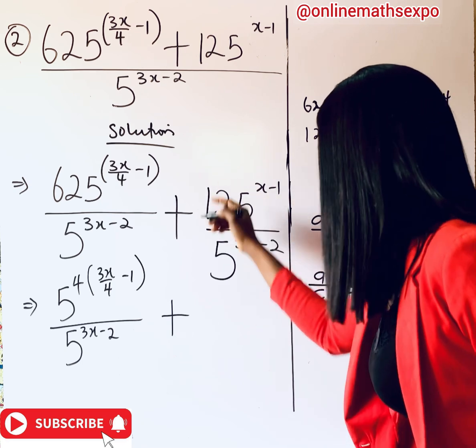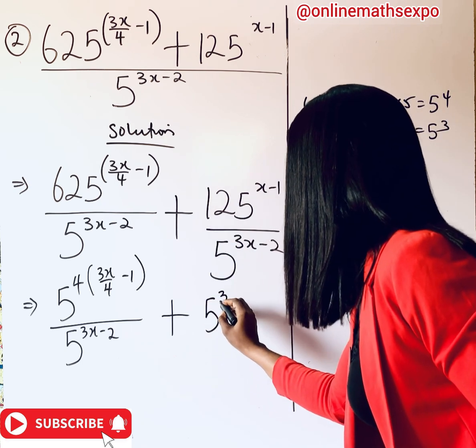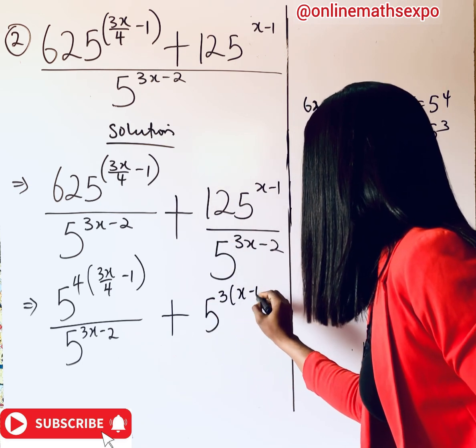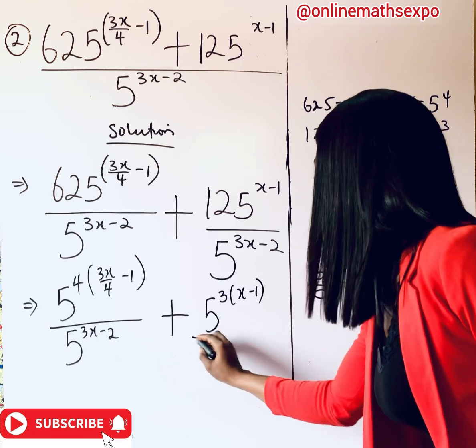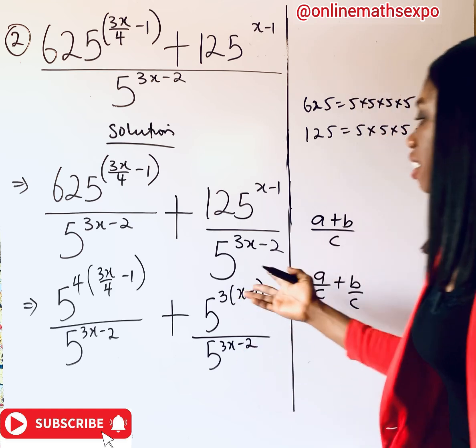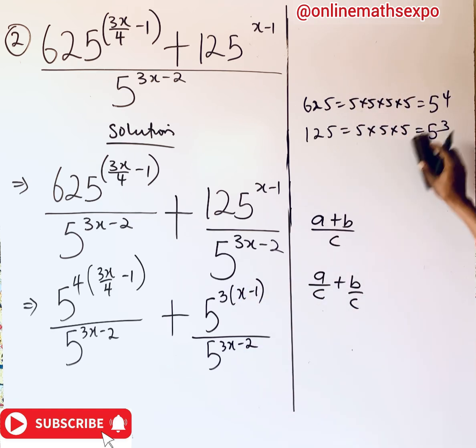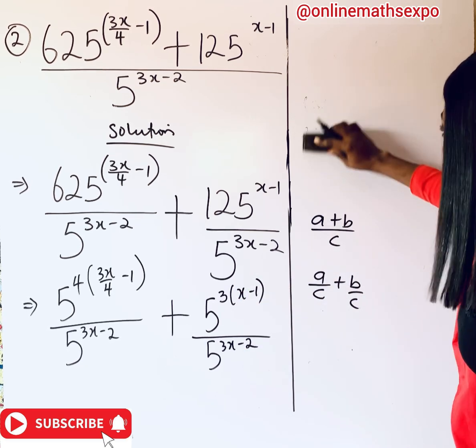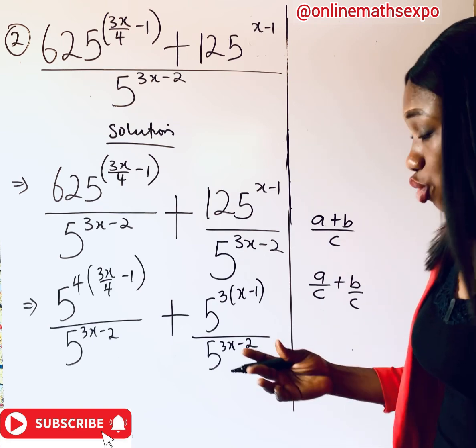So we can rewrite this to be 5 to the power of 3 into x minus 1, all over 5 to the power of 3x minus 2. Now, at this point, what do you think we should do? You can think. Please work it out with me, okay? What do you think we should do?